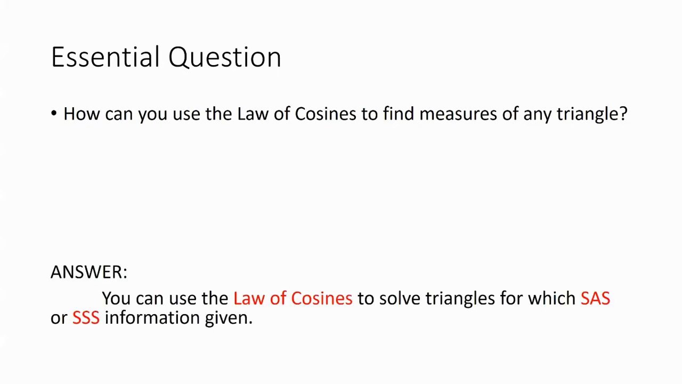So our shortest answer is basically we can use the law of cosines to solve triangles. We can use it to solve for angles, or solve for sides, etc., as long as we have a side-angle-side or side-side-side information set in our problem.